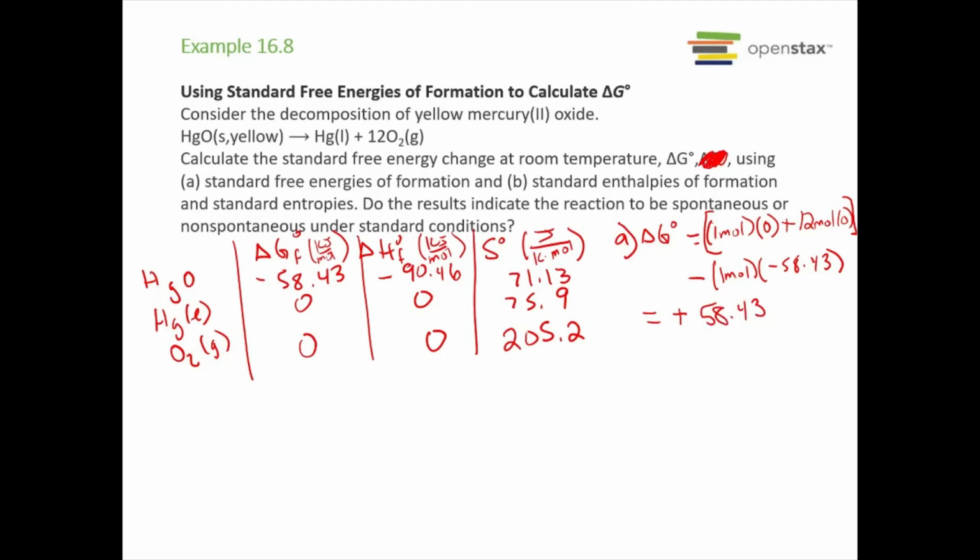kilojoules. If you didn't multiply times the moles, it would be kilojoules per mole, but I went ahead and multiplied times the mole. But notice we have 58.43. This is greater than 0, so we're getting non-spontaneous here. And let's go ahead and do this for B using standard enthalpies of formation and standard entropies.